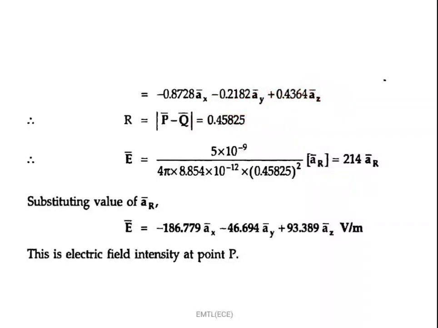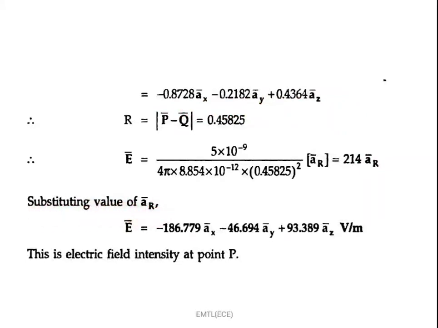So it is lengthy, you just have to write the AR bar here, and all the calculations of these values is equal to 214, and as usual AR bar. Now this 214 is multiplied with the AR bar vector.